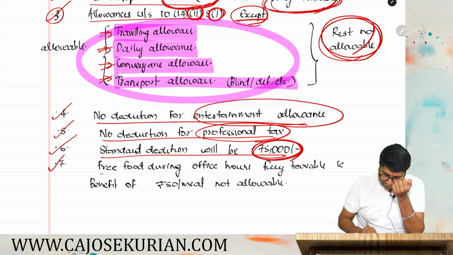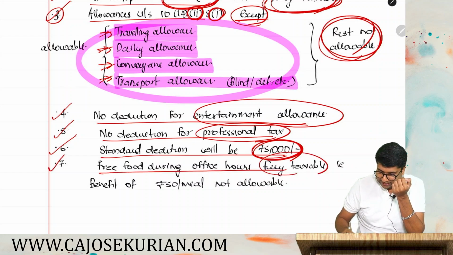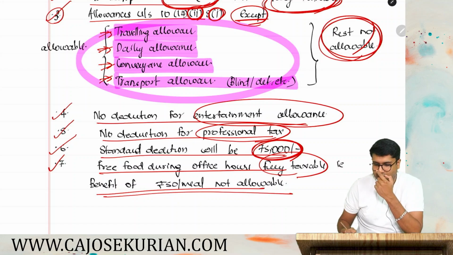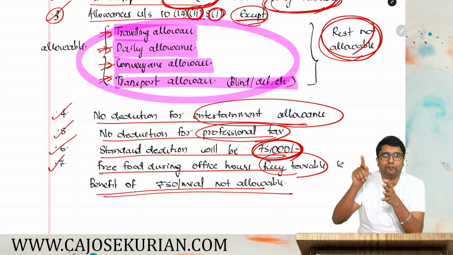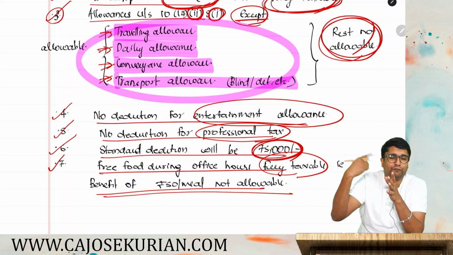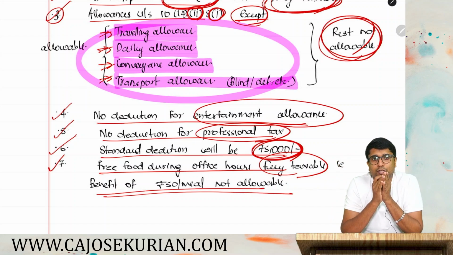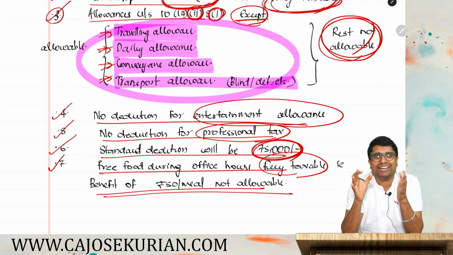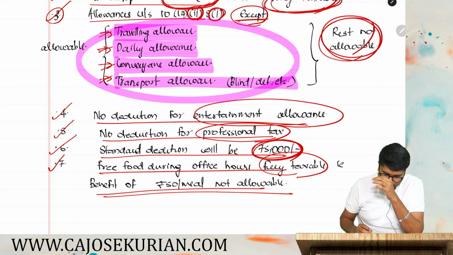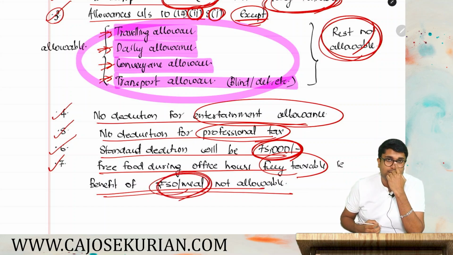And lastly, free food during the office hours, fully taxable. That is, the benefit of 50 per meal is not allowable. If you are an assessee who has opted for 115 BAC, the benefit of 50 per meal, if you are receiving free food from your employer during your normal office work, you cannot claim the benefit of rupees 50 per meal. That is not allowable. Entire free meals provided shall be fully taxable. Benefit of 50 has been withdrawn. That's what the department says.